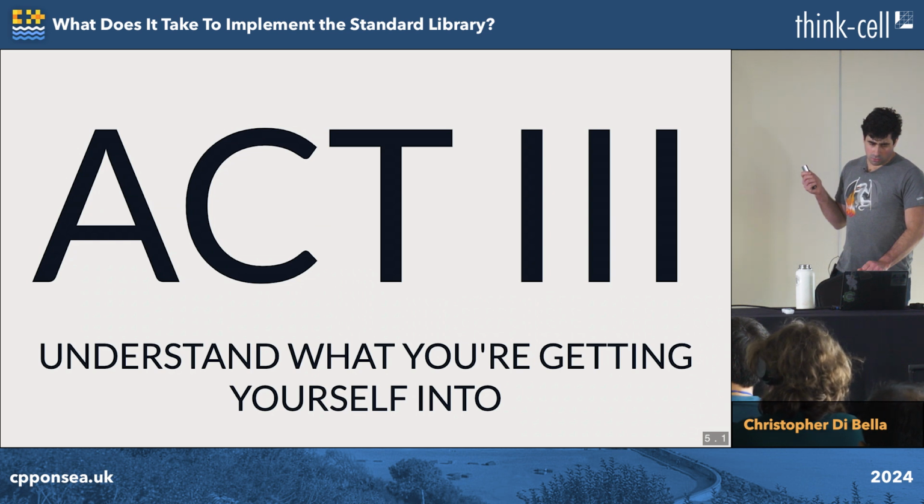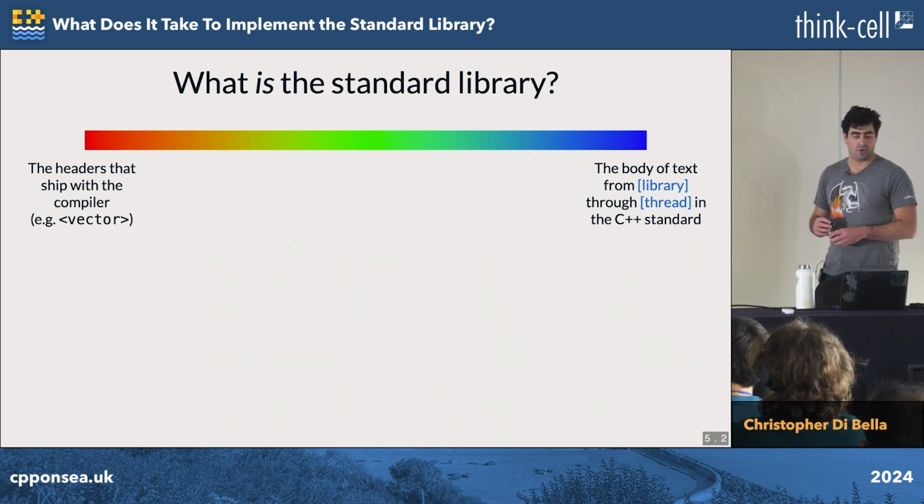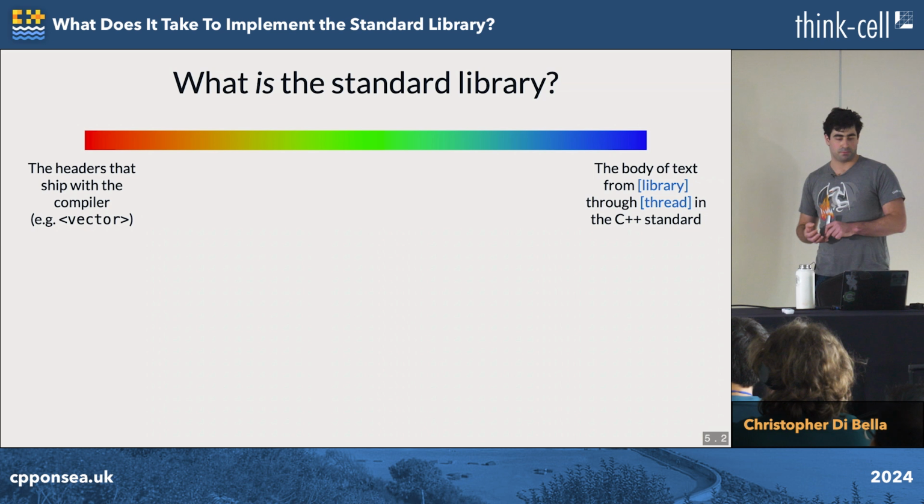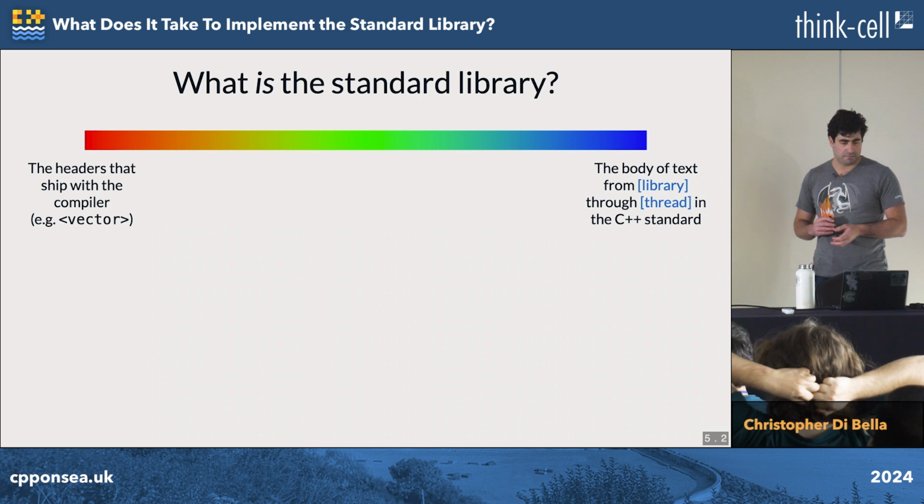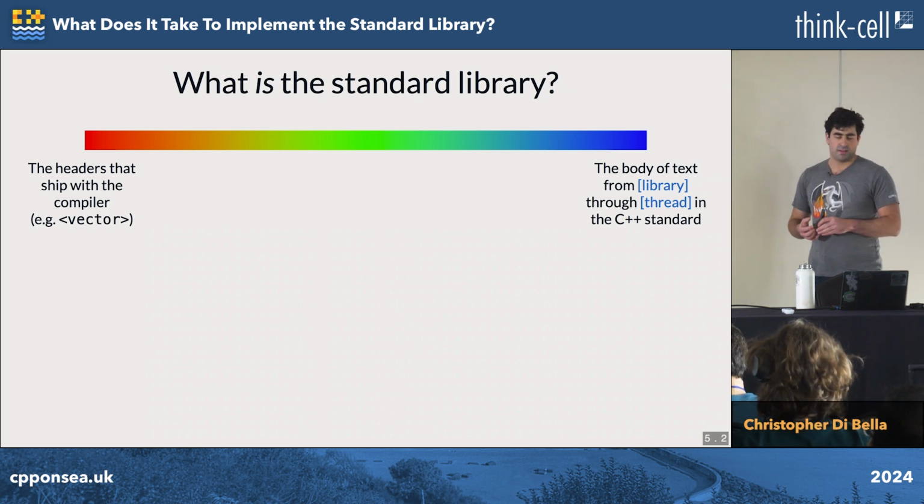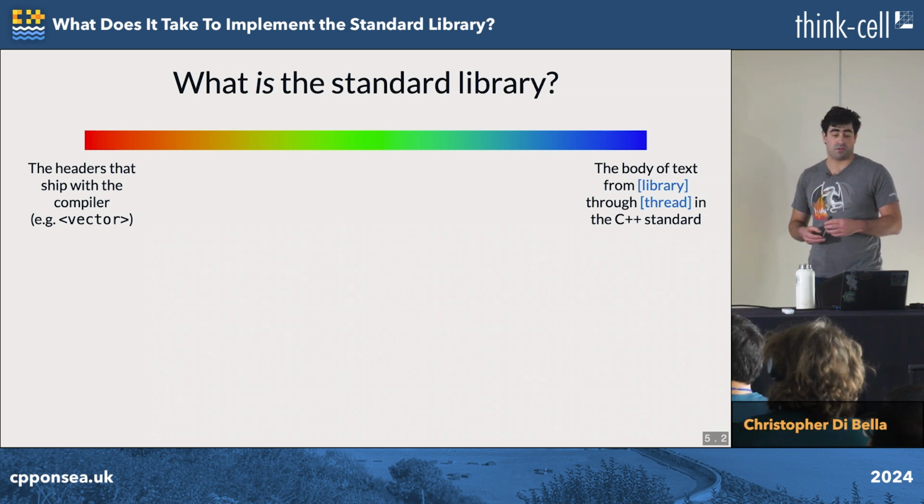So again, we're about half an hour in, and I haven't defined what the standard library is. If you ask someone who is just starting out with C++, or doesn't really think about things from a language layer perspective, they may tell you that the standard library is just the set of headers that come with the compiler. Like that's a pretty good definition of it.